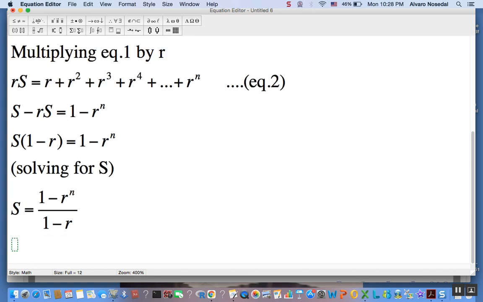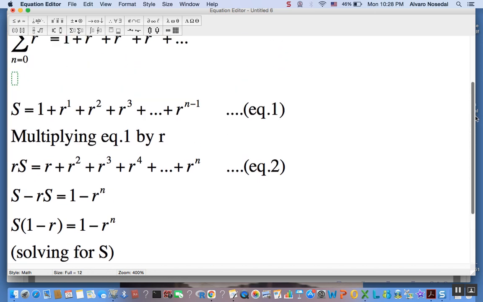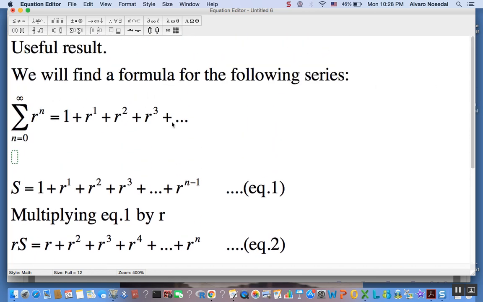Now, important assumption. Assuming that the absolute value of r is less than 1, we're going to take the limit of this expression, because again what we want is a formula for that series, which is the limit as n goes to infinity of s, right? We want to have infinitely many terms. Okay, so here we go.